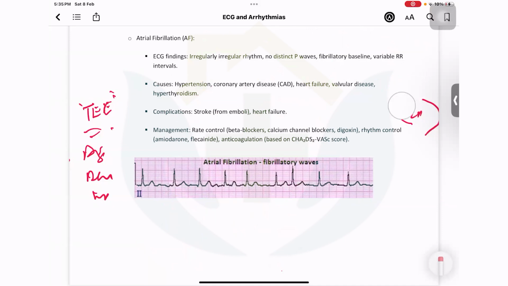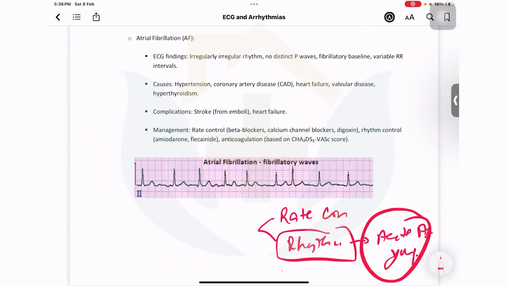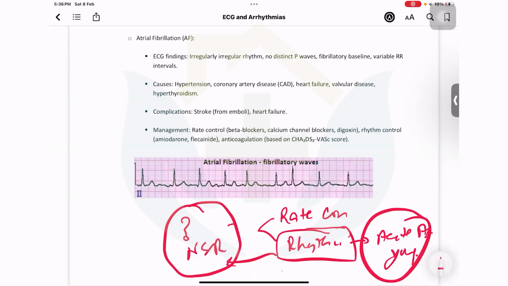What is the management? See, there is not much difference, as the data goes, between rate control and rhythm control. However, if it is an acute atrial fibrillation in a young patient, you should always aim at bringing the patient's heart back to normal sinus rhythm. Why? This is my question to everyone. Why should we aim to bring a patient of atrial fibrillation back into normal sinus rhythm? Give me 1, 2, 3 reasons.